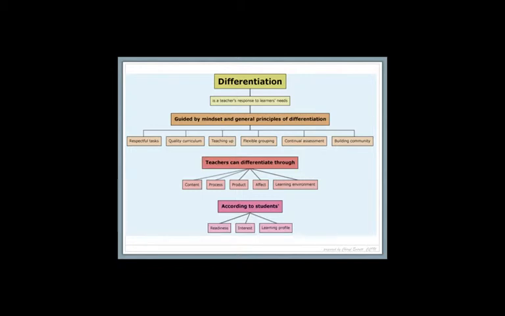Shown here is a great graphic that summarizes the key concepts behind the process of differentiation. In order for differentiation to be effective, it requires respectful task, quality curriculum, rigor, flexible grouping, ongoing assessment, and a sense of community and trust. The instructional strategies involved in differentiation include adaptations in content, process, product, affect, and learning environment, using student readiness, interest, and learning profile as a guide.